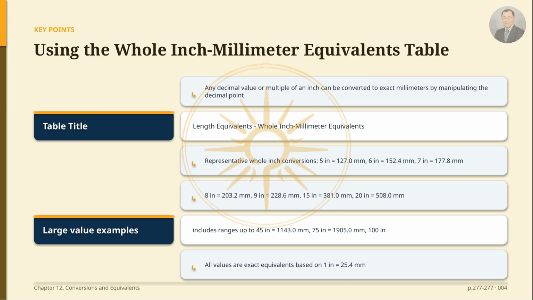Let's look at how to use the whole inch-millimeter equivalence table. This table lists exact equivalent values calculated based on the standard that 1 inch is 25.4 millimeters, demonstrating the principle that any multiple can be accurately converted simply by manipulating the decimal point. For instance, you can immediately verify whole unit conversions, such as 5 inches being 127.0 millimeters and 20 inches being 508.0 millimeters. Other values are detailed up to the 100 inches range, so please find and apply the values you need from the table during design or field work.